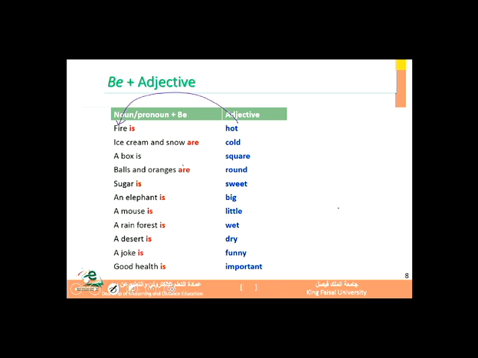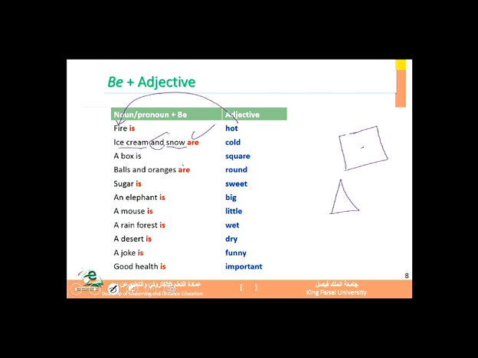Ice cream and snow. Look, here we have two nouns combined together by and. So they have to take a plural verb. So ice cream and snow are cold. So clearly now we have more description of the ice cream and the snow. We have more information about ice cream and snow. A box is square. The shape of the box is square. It is not a triangle. It is square.